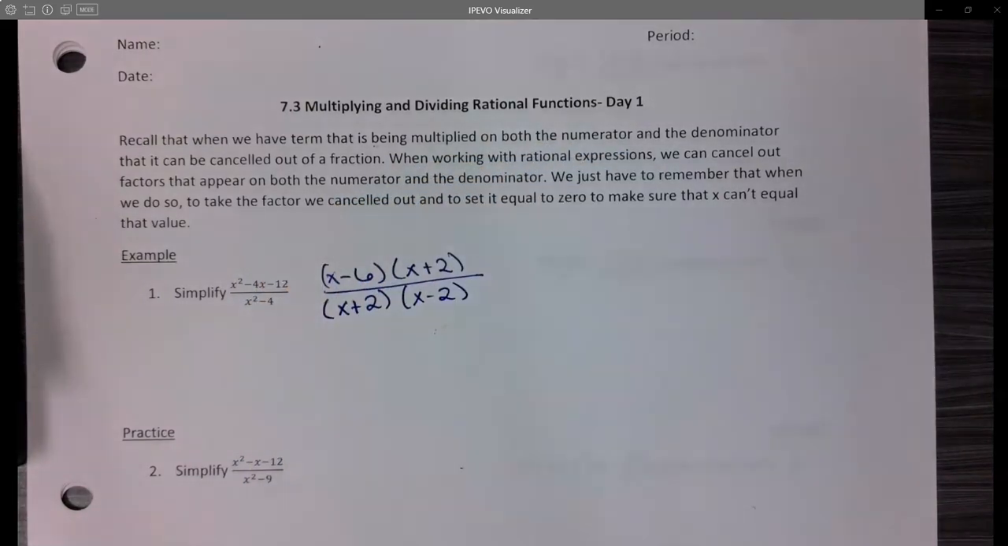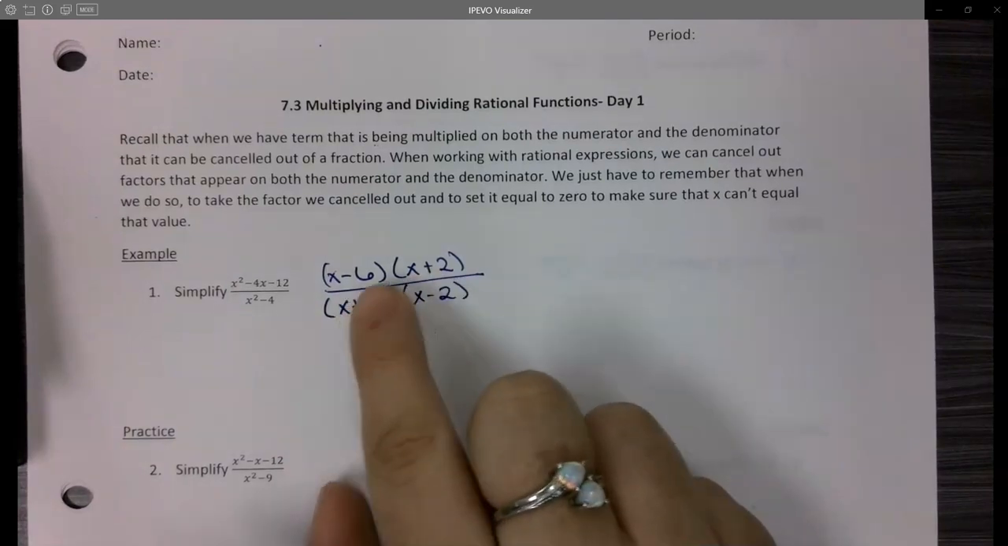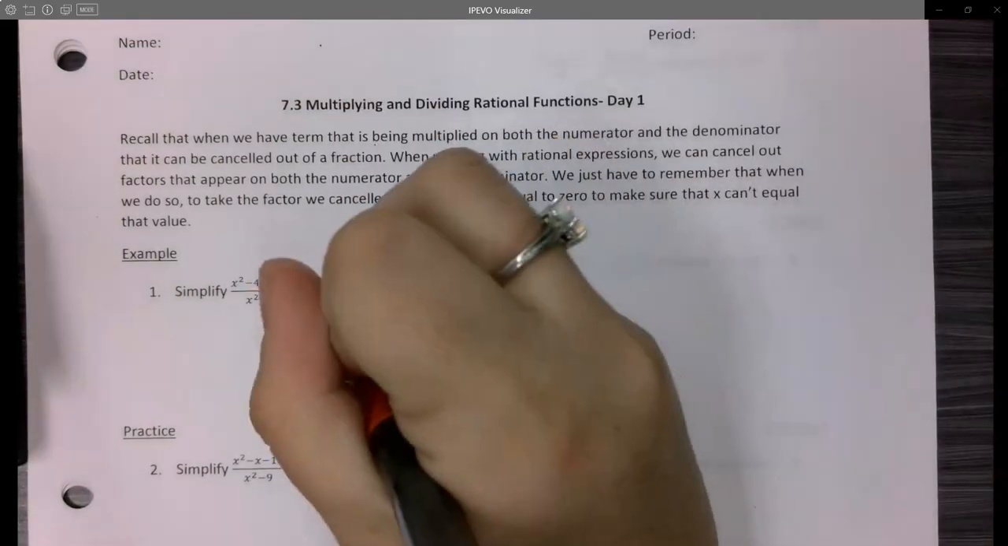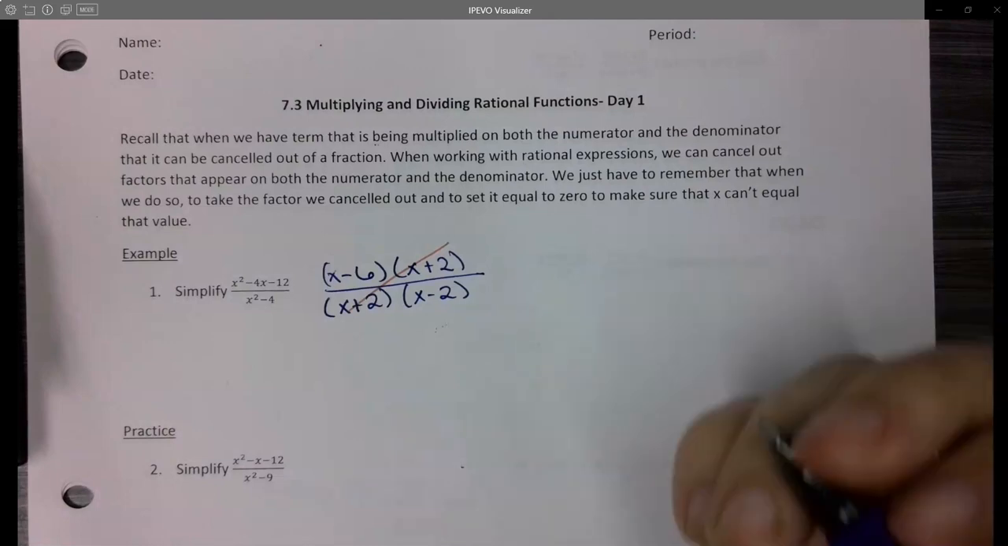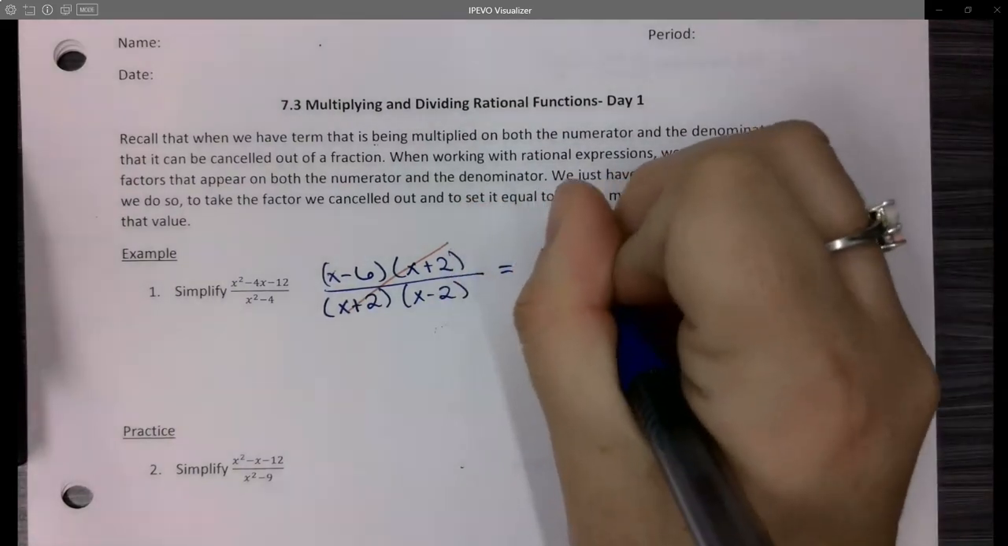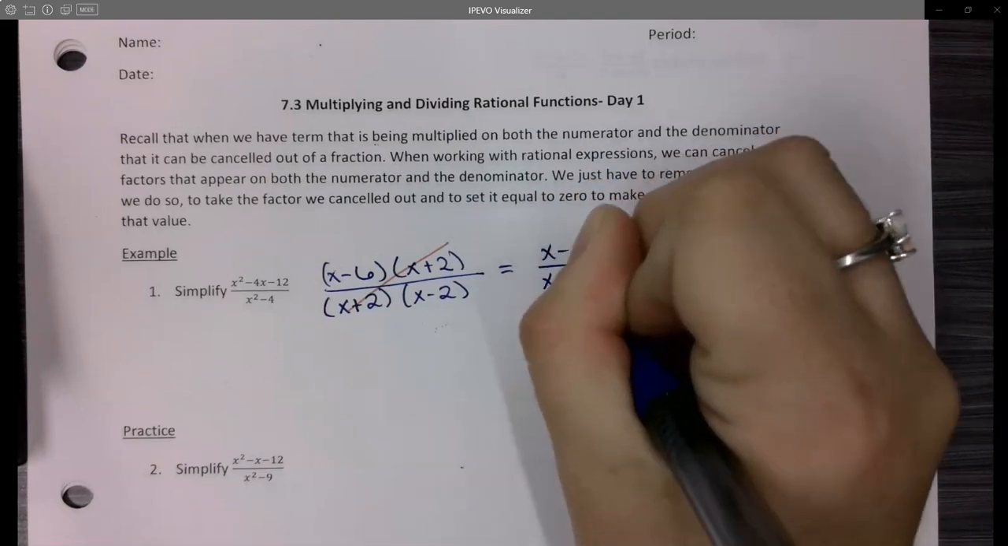So notice, after I've factored, I have the same piece on the top and bottom, the same binomial expression. Because this is repeated, I can cancel it out, and then just rewrite it with the leftover pieces. So I can have x minus 6 over x minus 2.